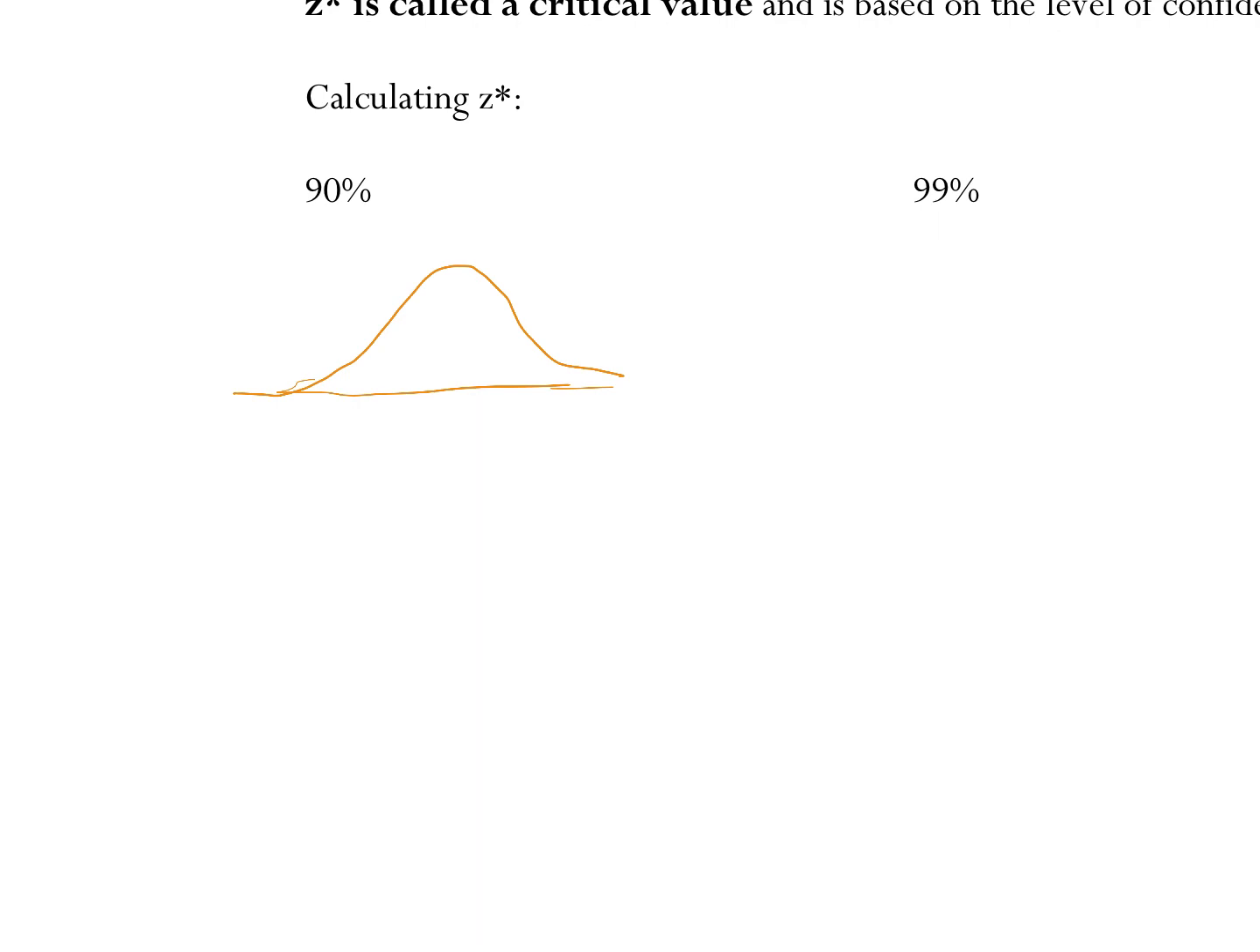What do we know about Z-scores? Their standard deviation is 1 and the mean is 0. We know they have a mean of 0 and a standard deviation of 1. And so if I want to find Z-star for a 90% confidence interval, what I know is that middle area is going to be 90%.